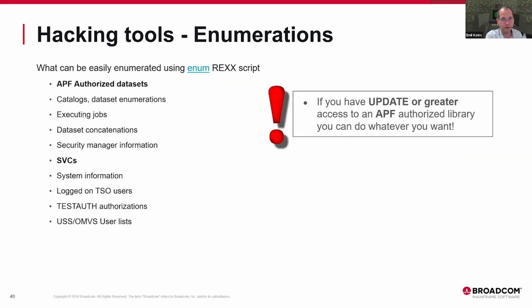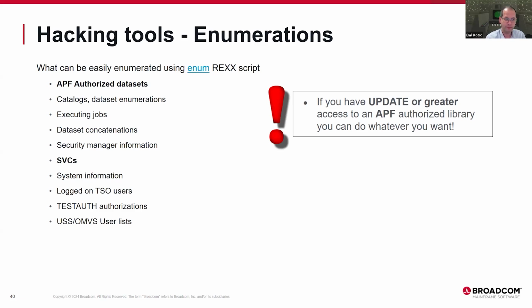So the script is called enum. Very simple. And again, this is a link to GitHub, and you can use it for enumerating all these things. I highlight two things. It will show you all APF authorized libraries. And as I mentioned, this is critical. If someone figures out a single unprotected APF authorized library, your system is in danger, as the hacker can do almost whatever he wants, basically. The other thing is SVCs. Some shops have custom SVCs that can grant privileges. Some vendors maybe have some SVCs that can grant privileges.